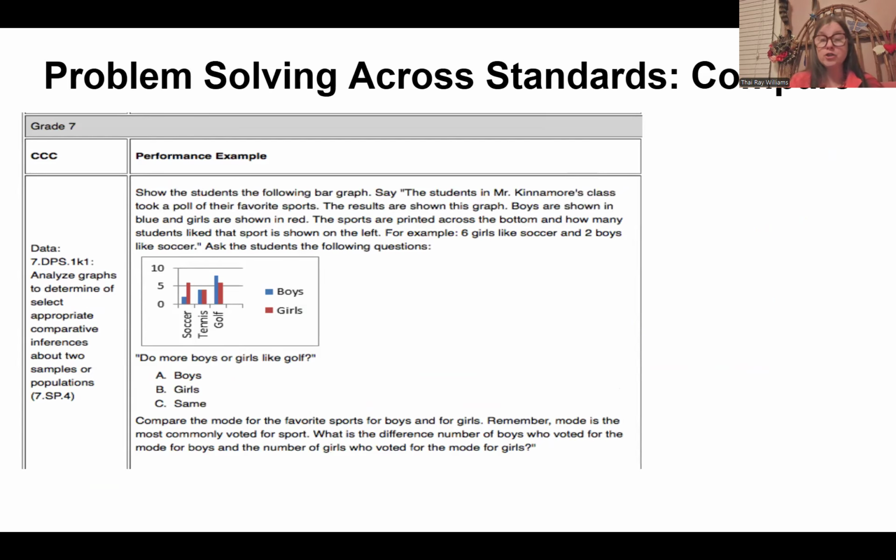I want you to stop and think and then write this down. How could you use comparison for this standard, which is analyzing graphs to determine or select appropriate comparative inferences about two samples or populations? Well, guess what? That sounds so complex, but now you know how to do it. So how could you turn this into just one type of compare problem? And then how could you support students in solving that? Go ahead and stop your video and come back.